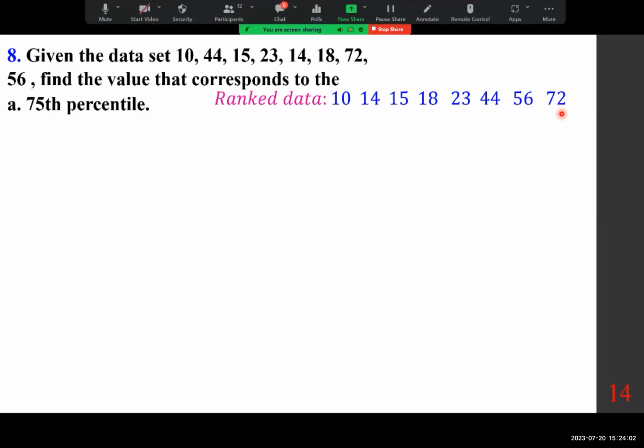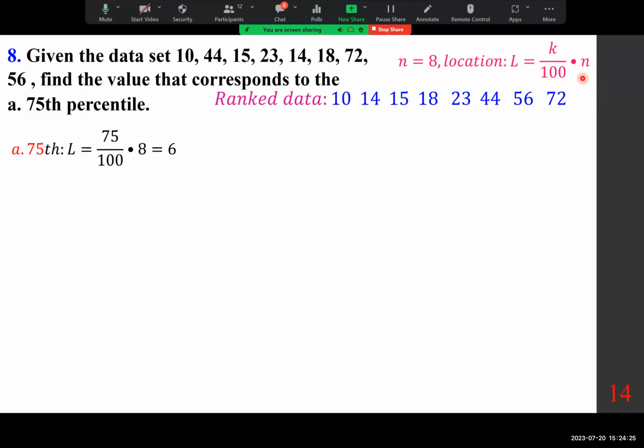So I hope you remember that we said L is K over 100 times N. And in this case, what is N? 1, 2, 3, 4, 5, 6, 7, 8. Because we want 75, we're going to put the K as 75. So 75 over 100 times N, or 0.75 times 8, it's 6. And the way statisticians do, most of them, because it's a whole number, they go between the 6th and 7th.